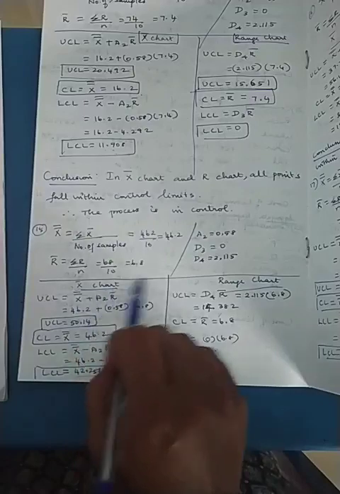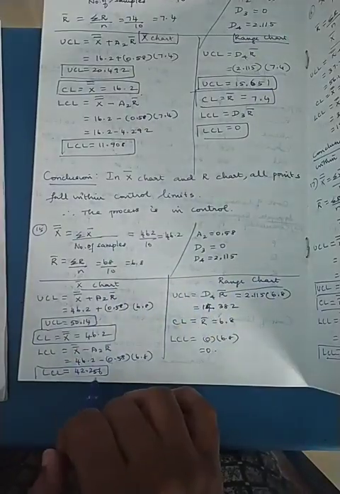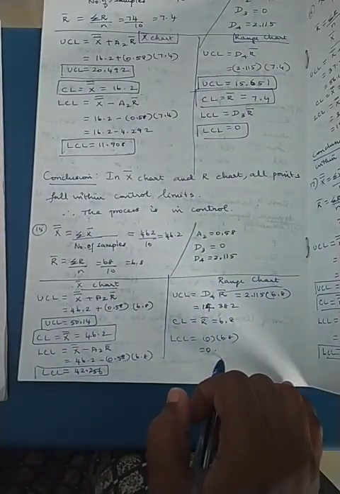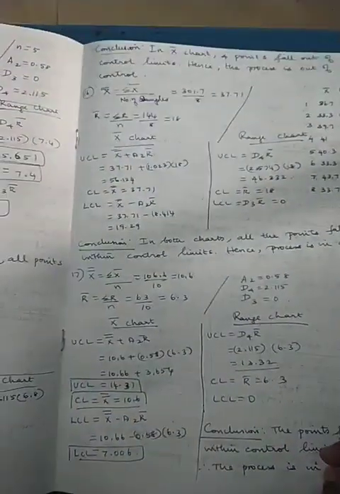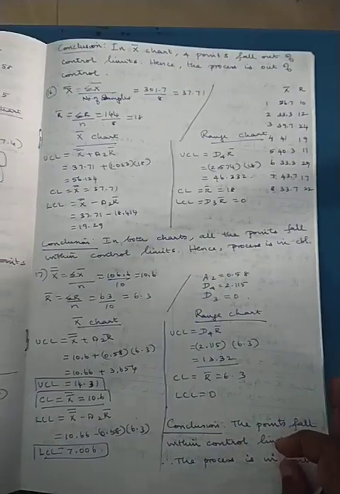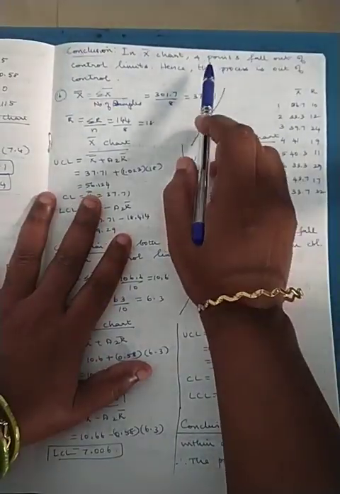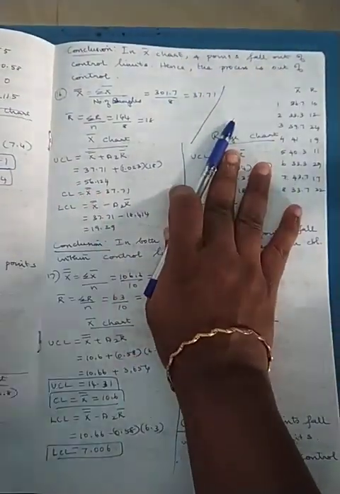With the x bar chart and the range chart, we can find out the values using the formulas. After finding this, you can plot the points. When I plot the points, again I can say 4 points are falling out of the control limits.